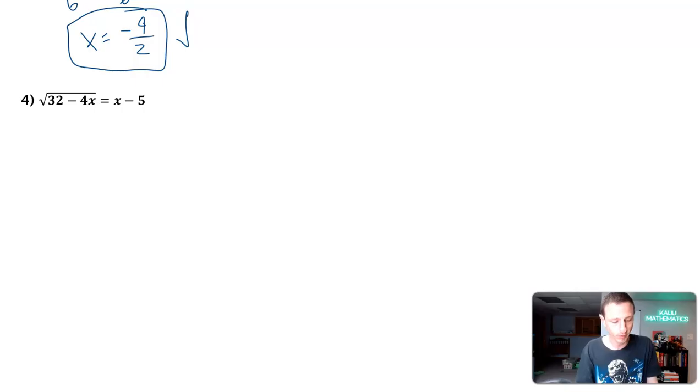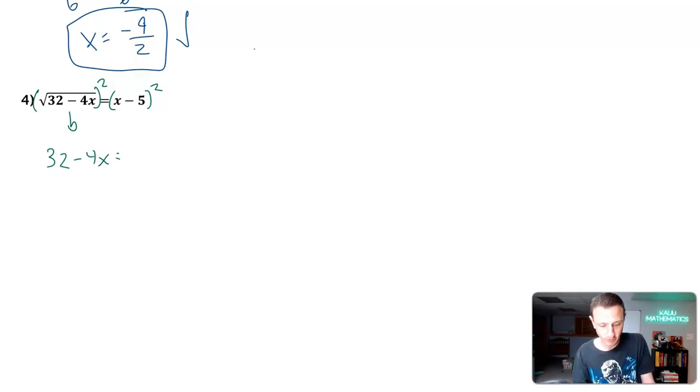Like on this next one, number 4, I have the square root of 32 minus 4x equal to x minus 5. If I square both sides, look at what's happening. This radical is gone, so I'm going to be left with 32 minus 4x. But look at the right side. Now I have x minus 5 being squared. So that's going to be x minus 5 times x minus 5. That is a binomial being squared. So I have to do x times x, x times negative 5, negative 5 times x, negative 5 times negative 5.